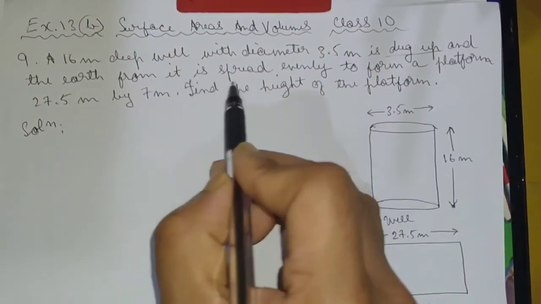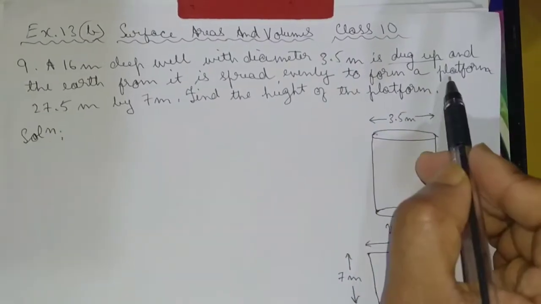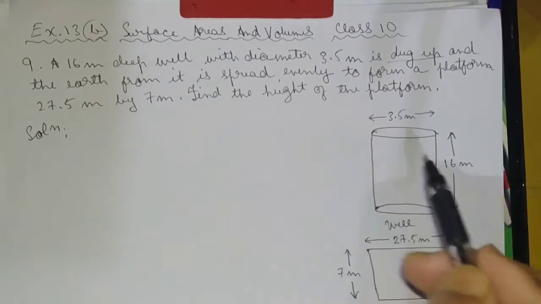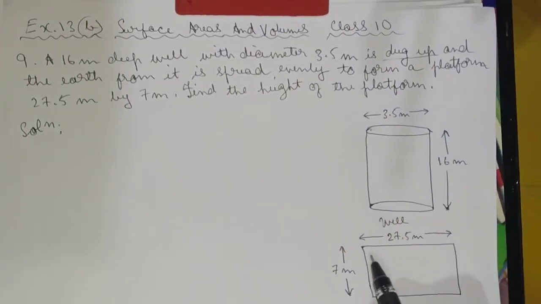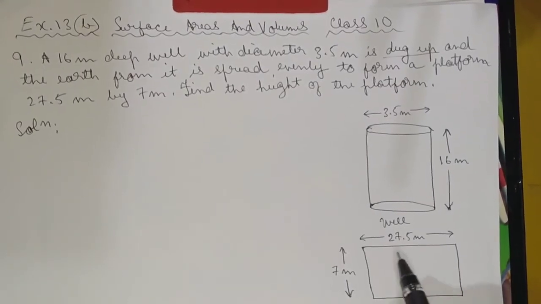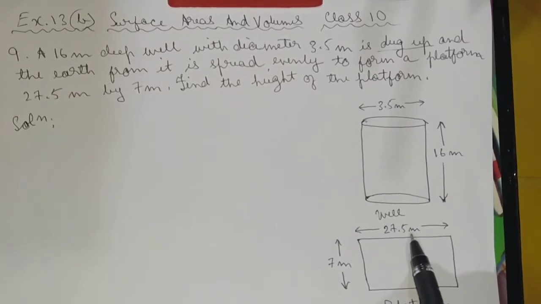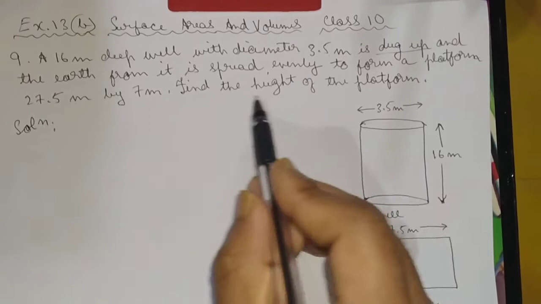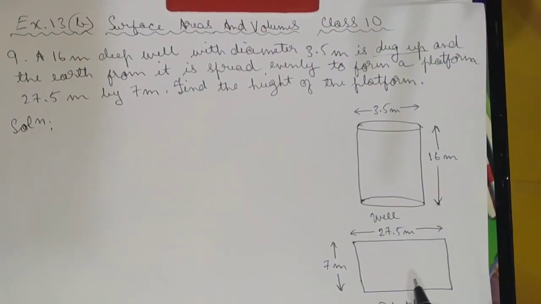And the earth from it is spread evenly to form a platform 27.5 meter by 7 meter. Find the height of the platform.